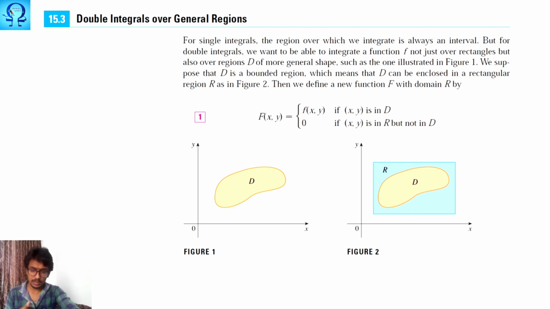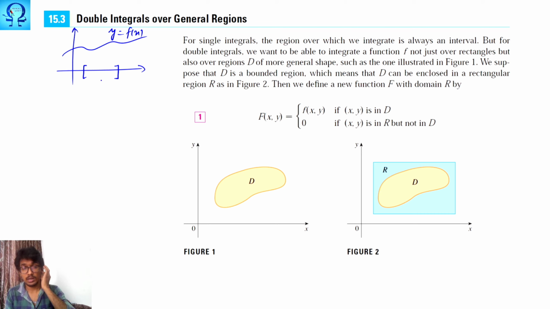Whenever we talk about single integrals, we are taking things in a two-dimensional setting. That is, we will have a function of one variable. A function may be something like this. We will integrate over some interval, be it an open interval or a closed interval. It is going to be some interval, right? So this is the only possible thing we can take.